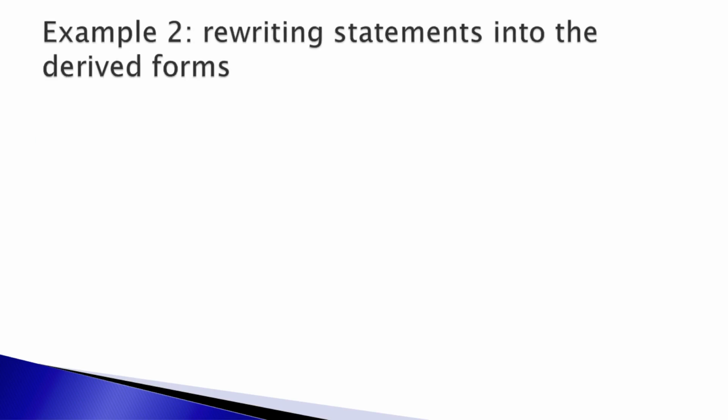Now let's look at another example, rewriting statements that we have into the derived forms that we just learned. So let's let our statement P be I need food, and Q be I will go to the store. Now, personally, I need food because I'm starving, and hopefully I'll be able to go to the store, but I'm also broke, so we'll see.